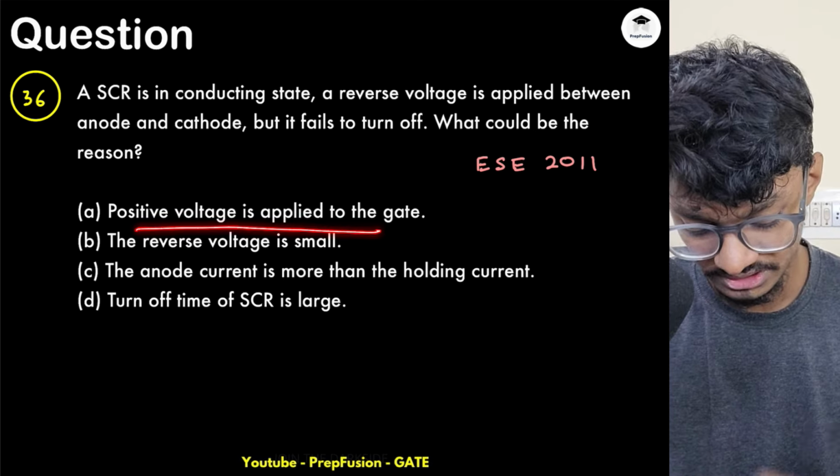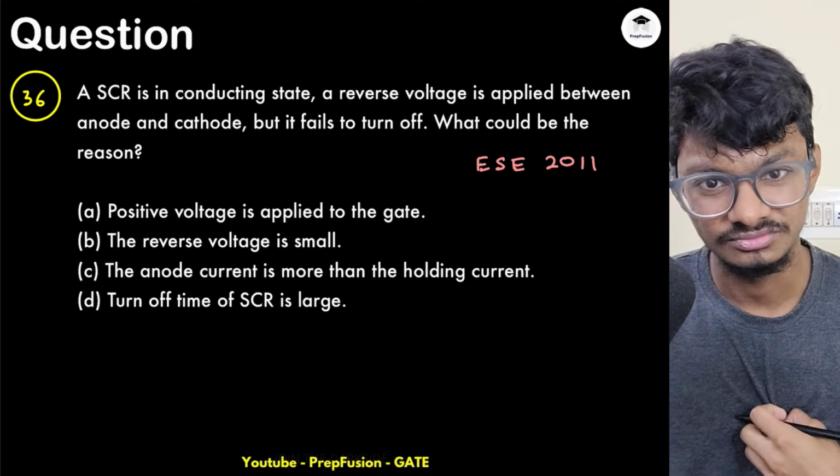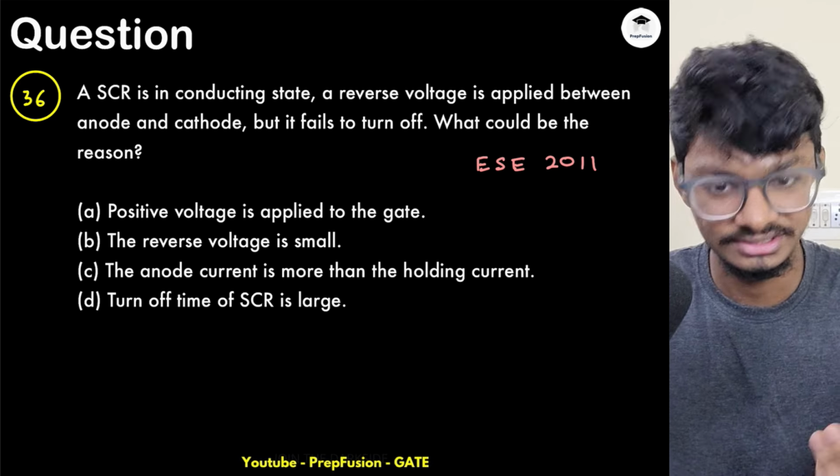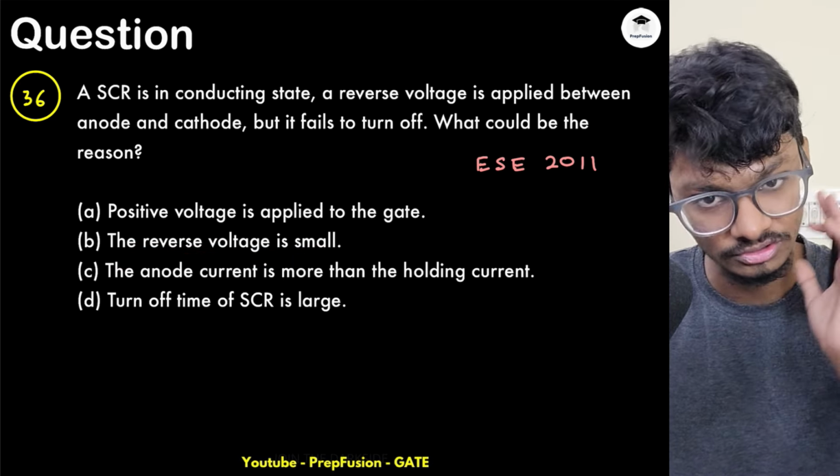Now positive voltage is applied to the gate, some gate current is flowing. So does it make sense? No, it doesn't make sense. Reverse voltage is small? No, even if the reverse voltage is small, then also the SCR should turn off.